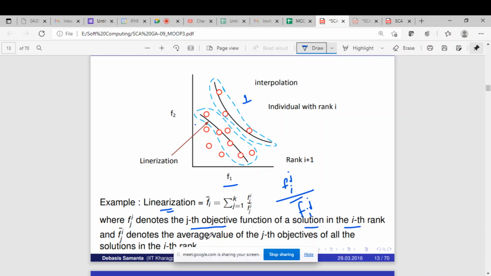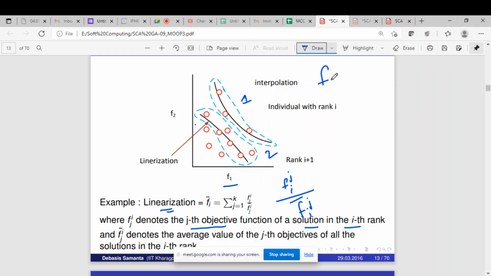Okay. So fij denotes the jth objective function of a solution in the ith rank. If this is the first rank, say all the individuals here have rank 1. Say all the individuals in the next Pareto optimal front have rank 2. So fij denotes the jth objective function of a solution in the ith rank. So in the ith rank category, what is the jth objective function?